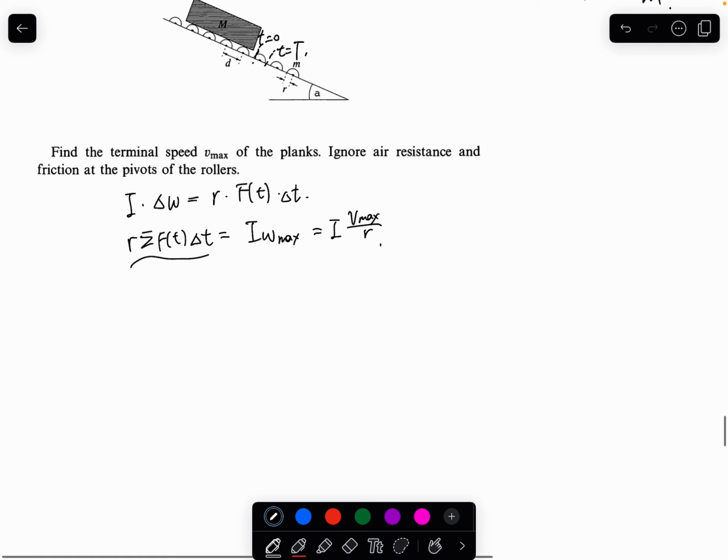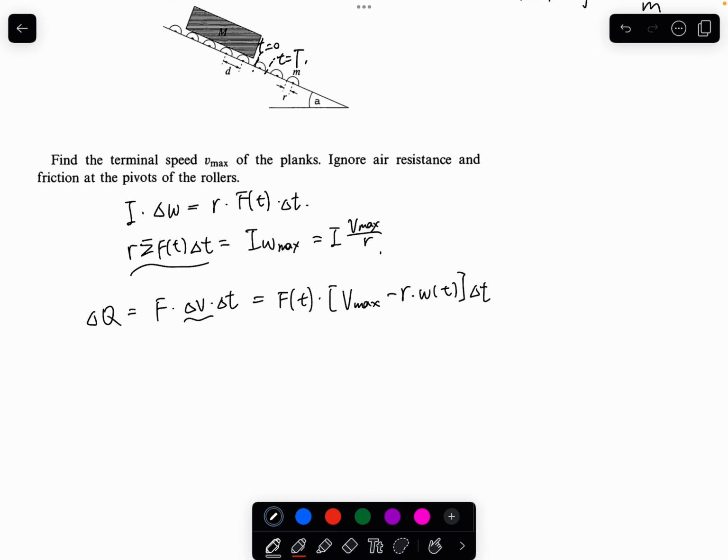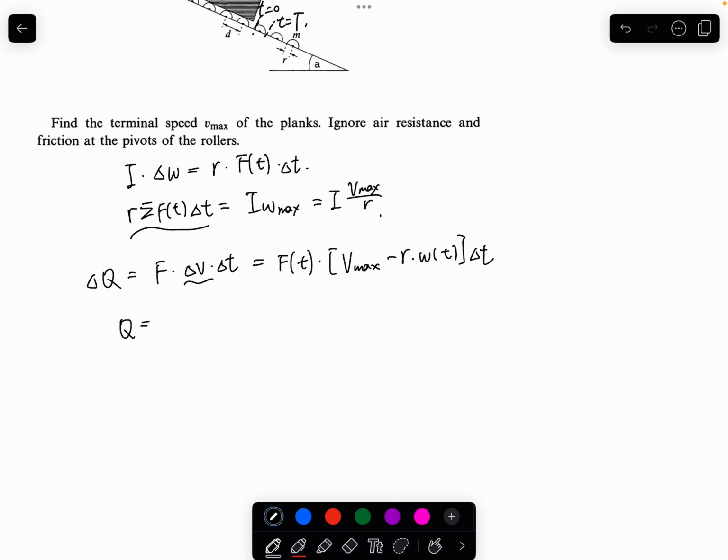So the heat dissipated, delta Q, would be actually F_t times delta v, the relative displacement of the surfaces involved, times delta t. This equals to here, where v_max is the velocity of the plank, and R times omega_t equals the velocity of the roller at time t. So the total dissipated energy would be the sum of the right hand side, and we have this.